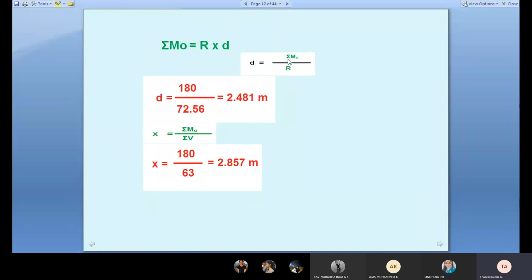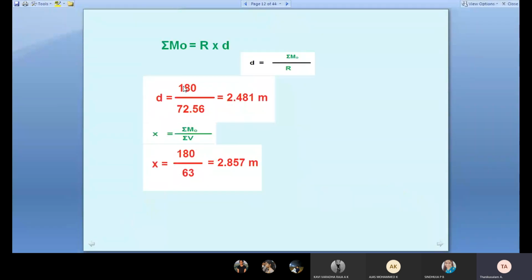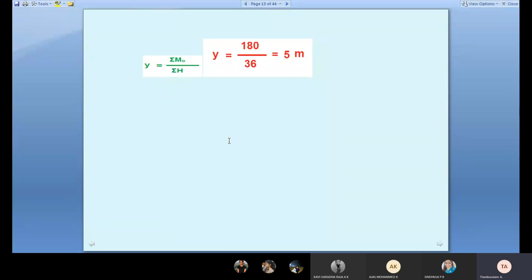So D equal to M naught by R. So D equal to 180 by 72.56. Similarly, X equal to summation M divided by V, 180 by 63, 2.857 meter. Similarly, Y equal to M naught by summation of H, 180 divided by 36, 5 meter. So for the rigid body, you have to calculate additional values, that is, M naught. First calculate M naught, then calculate D, then calculate X, then calculate Y. This is the rigid body resultant finding method.